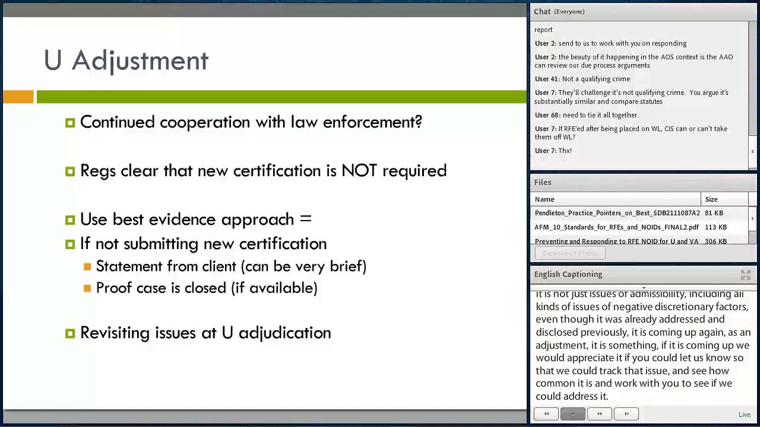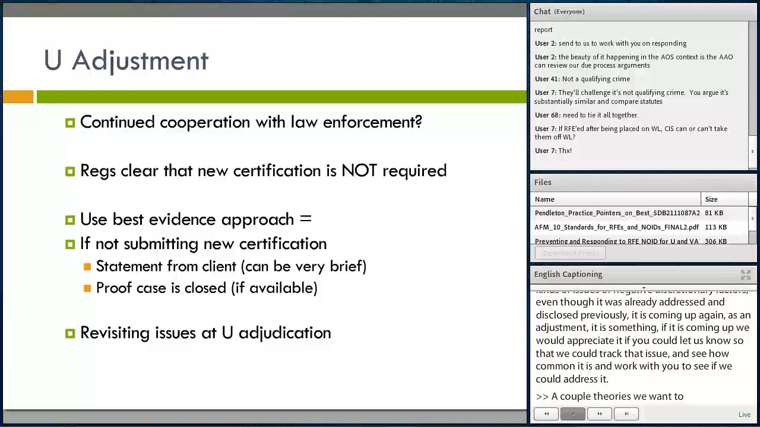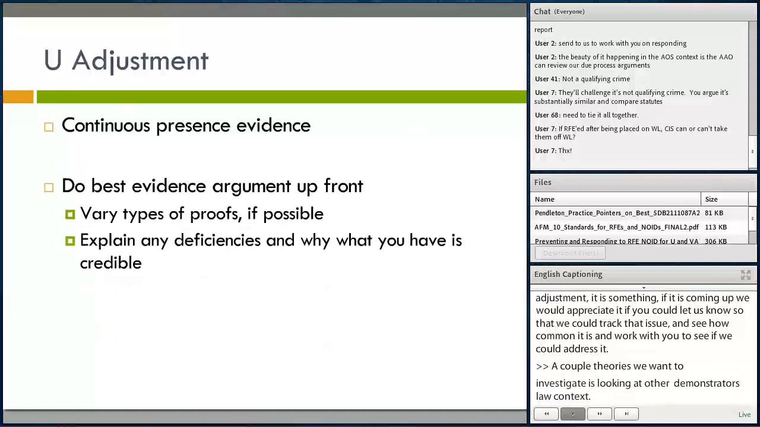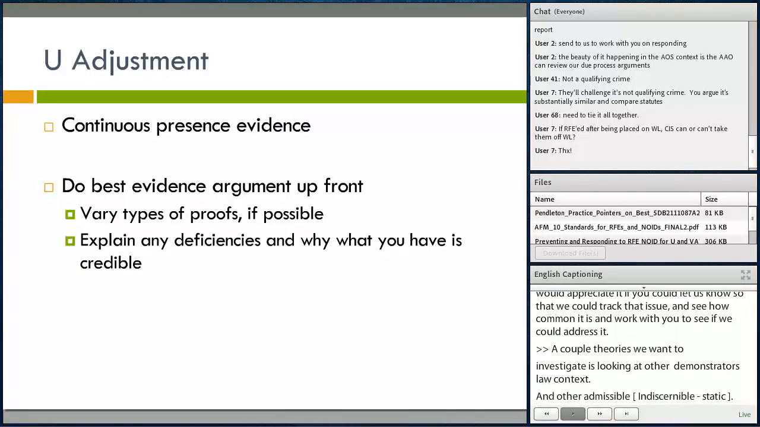Yeah, a couple theories we want to investigate are something like res judicata, but not exactly the same, and probably looking at other administrative law contexts, and then also some sort of equitable estoppel argument.